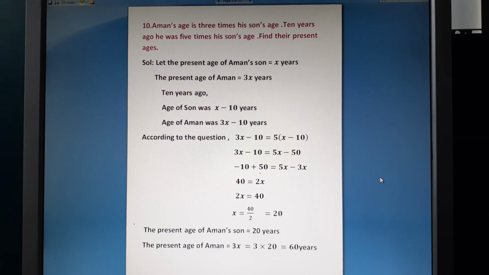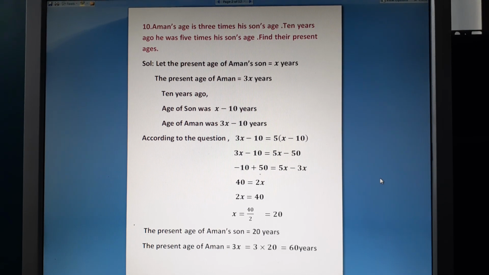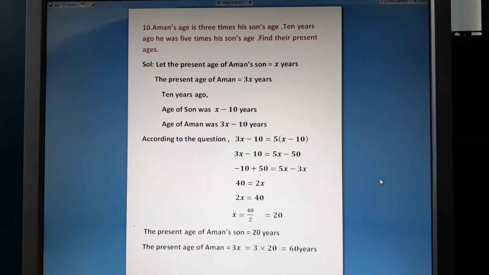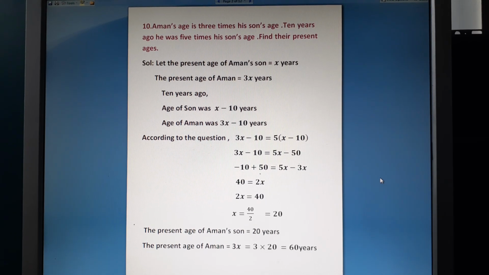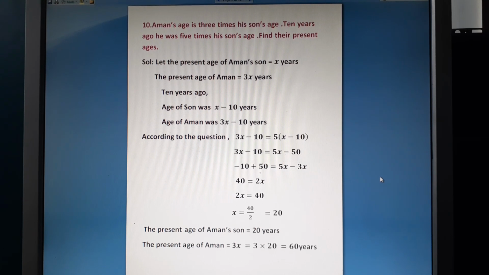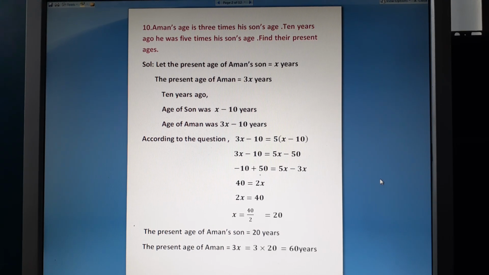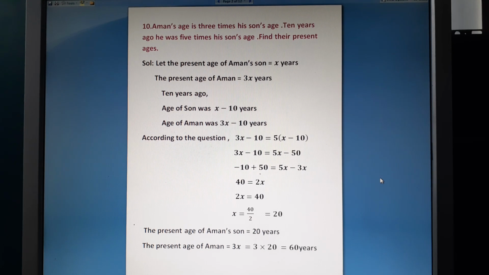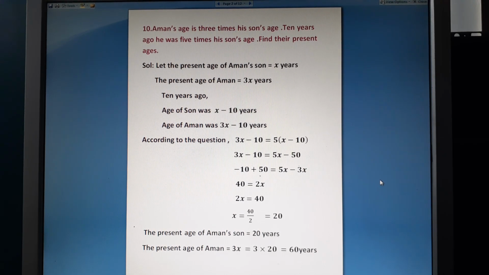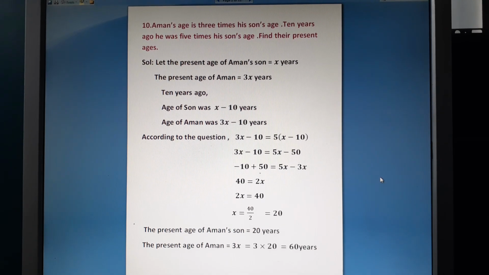Take minus 50 from the right hand side to the left hand side. It comes minus 10 plus 50. 50 minus 10 is 40. That is equal to 5x minus 3x, that is equal to 2x. Now 2x is equal to 40. x is equal to 40 divided by 2. That is equal to 20.